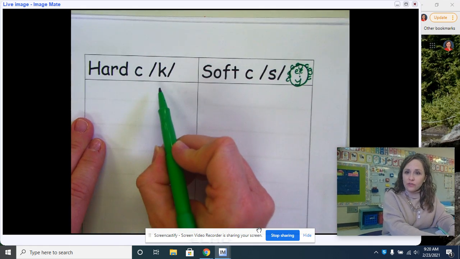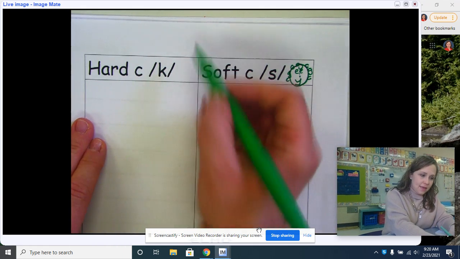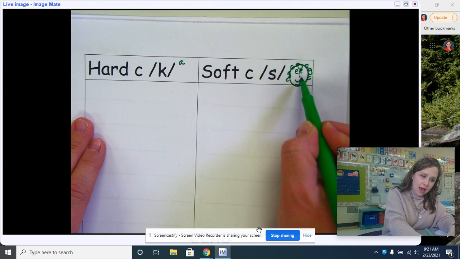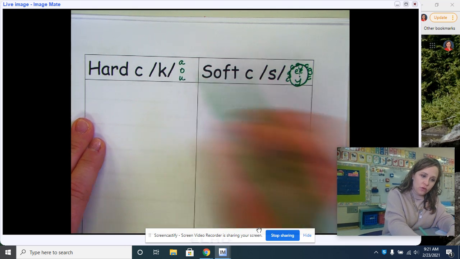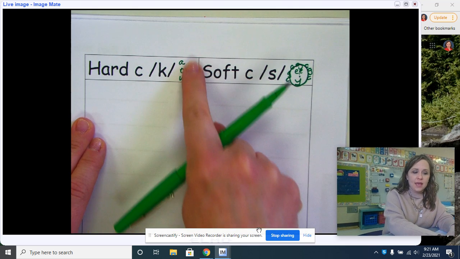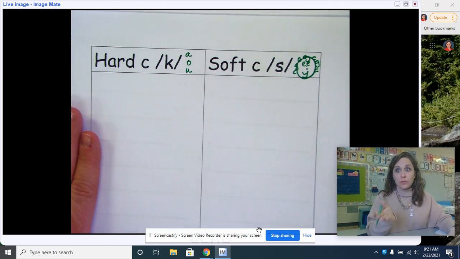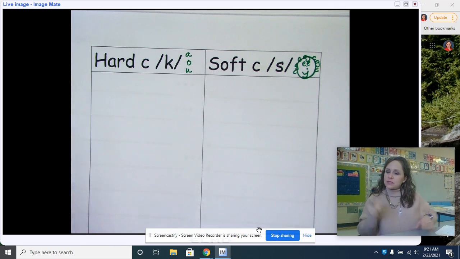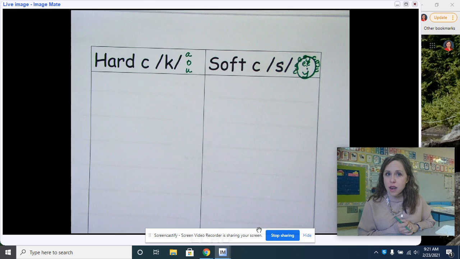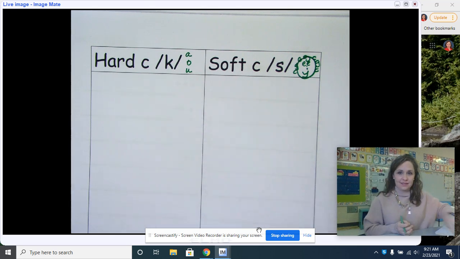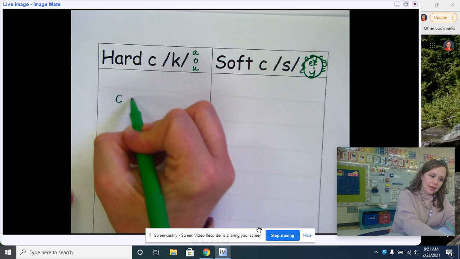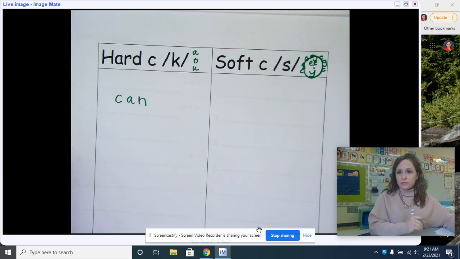So what would that leave over here? A, E, I, O, U, Y. Okay, so if it's got an A, it's going to be on the opposite side. All right, first word, can. K-an. Do you hear k or s? Okay, k-an. You see what we're doing?